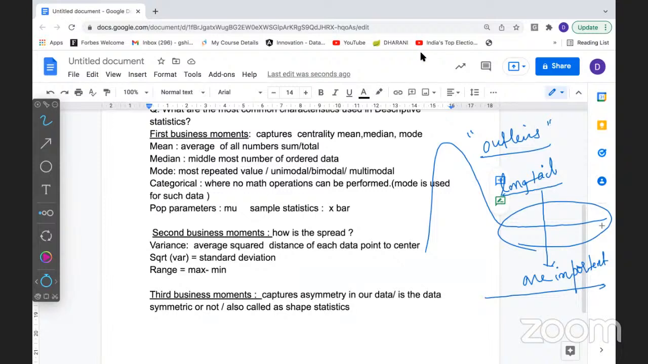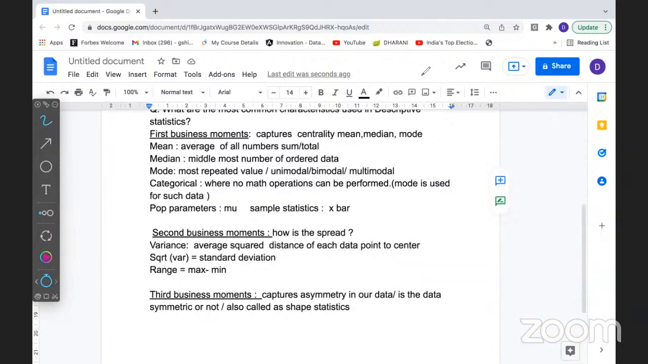This is the third business moment decision. It is nothing but the expected value of x minus mu by n whole to the power of 3. The 3 indicates third. Then comes the last, the fourth business moment decision. What is this going to capture?